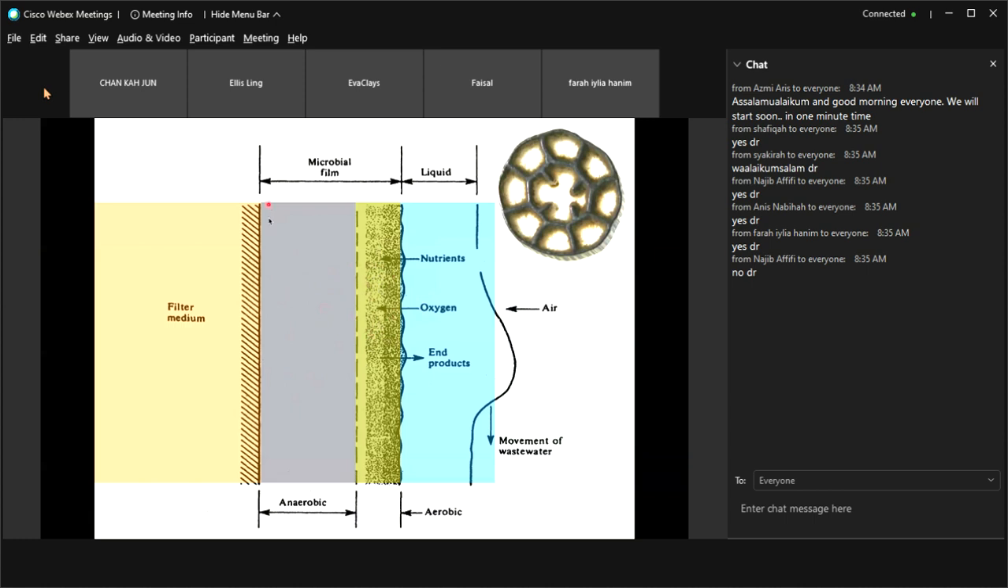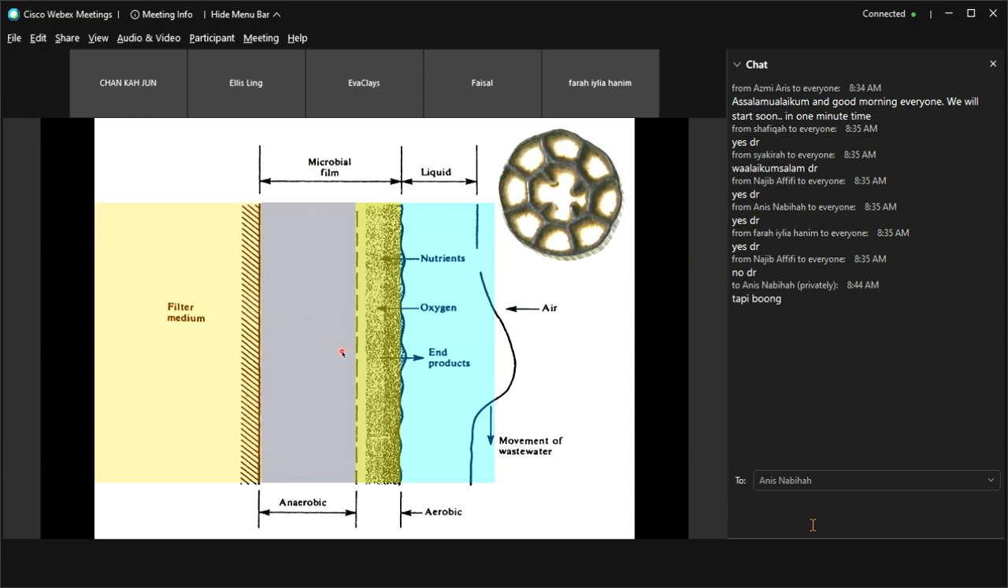And when they die, okay, if this part of the biofilm, when the microorganism die or majority of them die, there will be no more microorganism that hold the biofilm on the surface of the media. So eventually, this portion of biofilm will peel off or will drop from the media because no microorganism is holding the biofilm on the media. So this portion of the biofilm will peel off from the media and it will go with the wastewater into the next stage. And the new biofilm will grow.